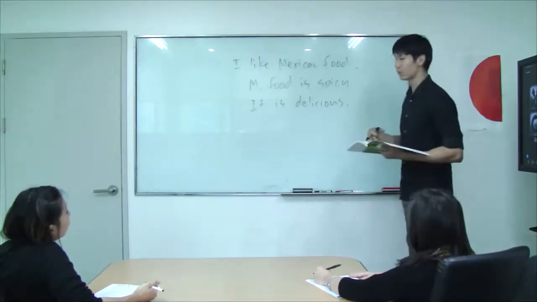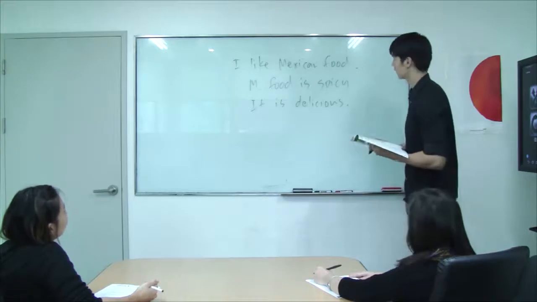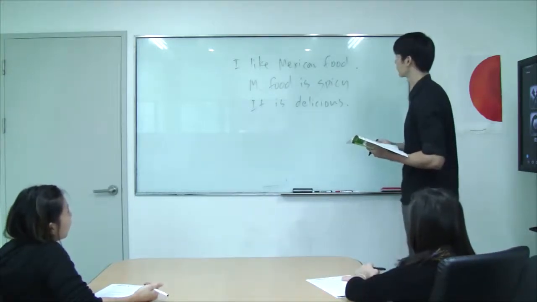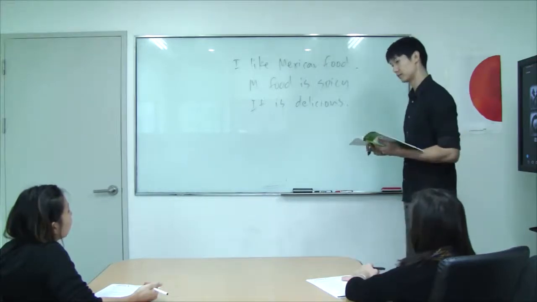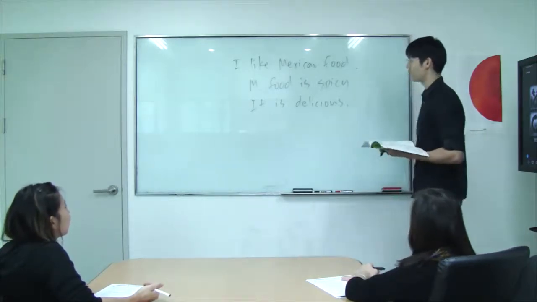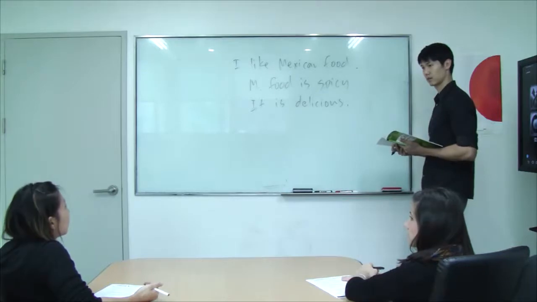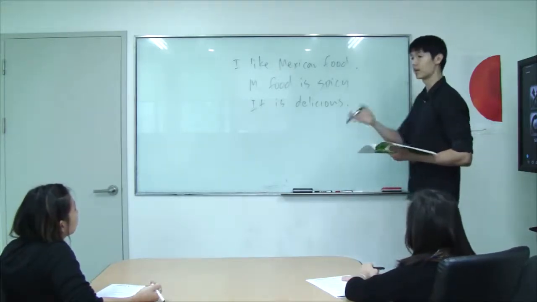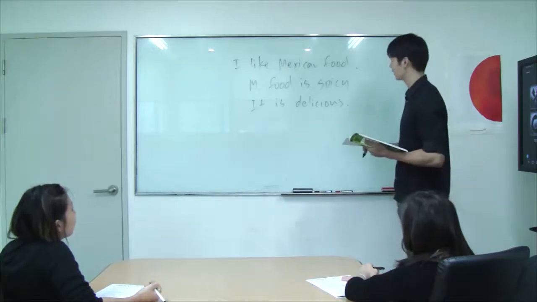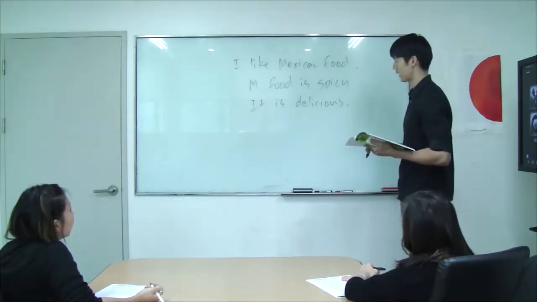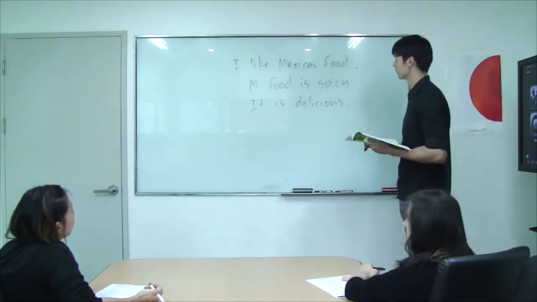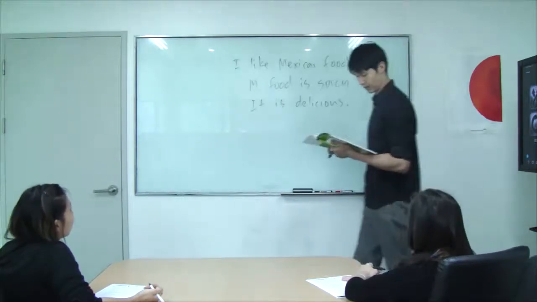Sharon, from Megan's example, what is her topic? Mexican food. Okay, good. And why is this her topic? Because that's her subject. Good. What's her main idea? I like Mexican food. Okay, and again, why is this her main idea? Because it's her overall point about Mexican food. Okay, good. And what are her major details? Mexican food is spicy. It is delicious. Okay, and one more time, why is this her major details? Because it supports her main idea. Okay, very good.